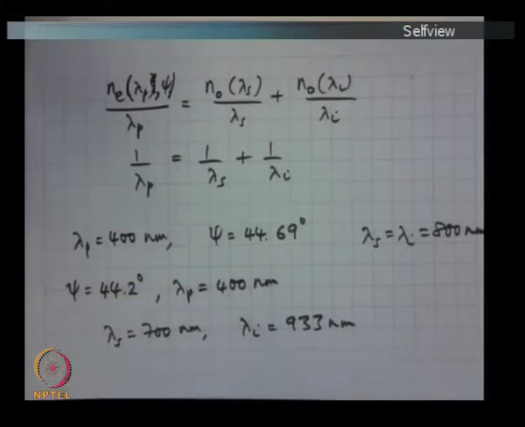Why isn't the new wavelength that's been created, why can't it be an extraordinary wave? Why are we not considering that solution? Can somebody tell me? Why can't these wavelengths be extraordinary?